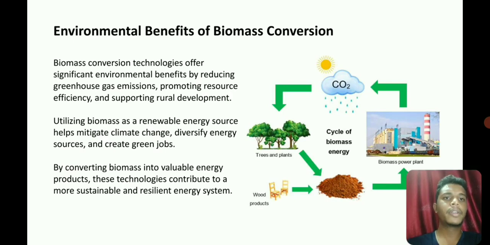And the environmental benefits of biomass conversion. Biomass conversion technologies offer significant environmental benefits by reducing greenhouse gas emissions, promoting resource efficiency, and supporting rural development. By converting biomass into valuable energy products, these technologies contribute to more sustainable energy systems.